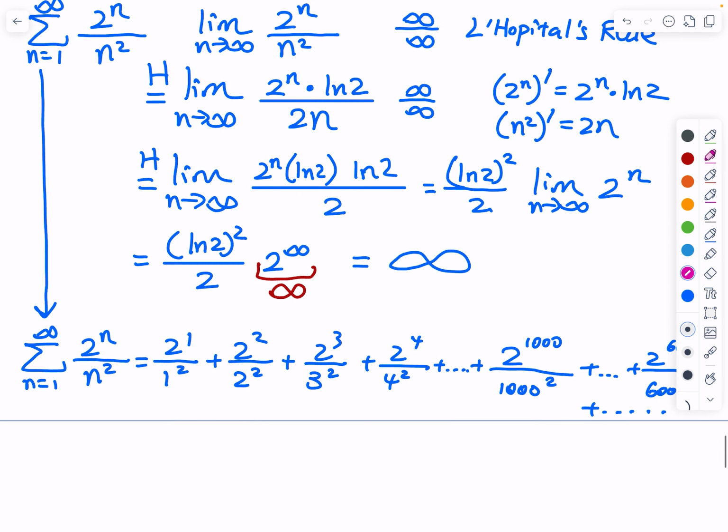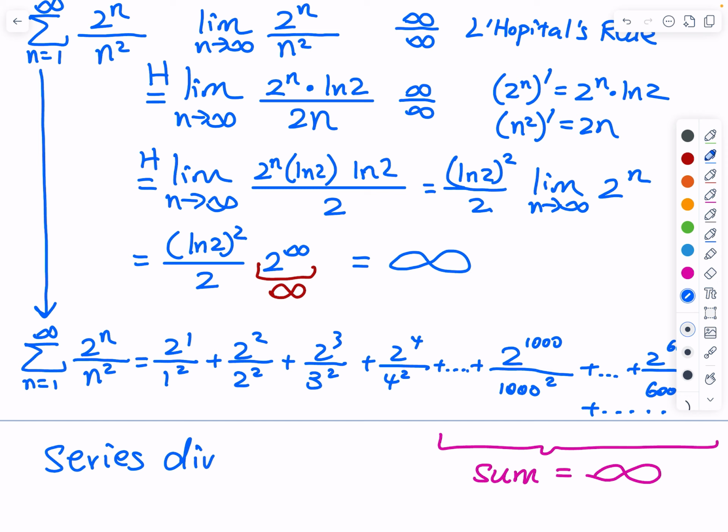Do you see that when n is large, the sum is enough to make an infinity. We don't even need to look at the first couple terms. Therefore, the sum is equal to infinity, and therefore this series diverges. All right, so that is L'Hopital's rule.